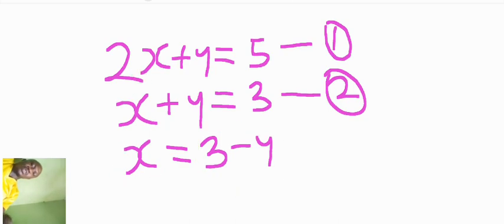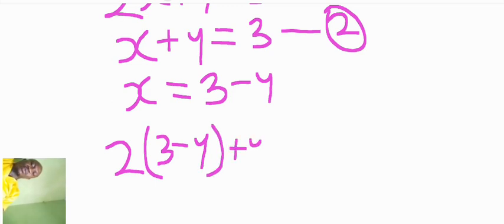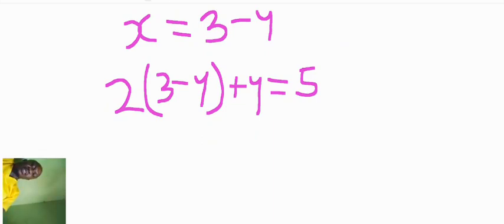So let's continue with our work. From equation 1, I have 2x. What is x? x from equation 2 is 3 minus y, plus y, and this will be equal to 5. Step 3 says that this will result in an equation with one variable. So clearly we have one variable here, which is variable y. Step 4 says that we should solve the equation.